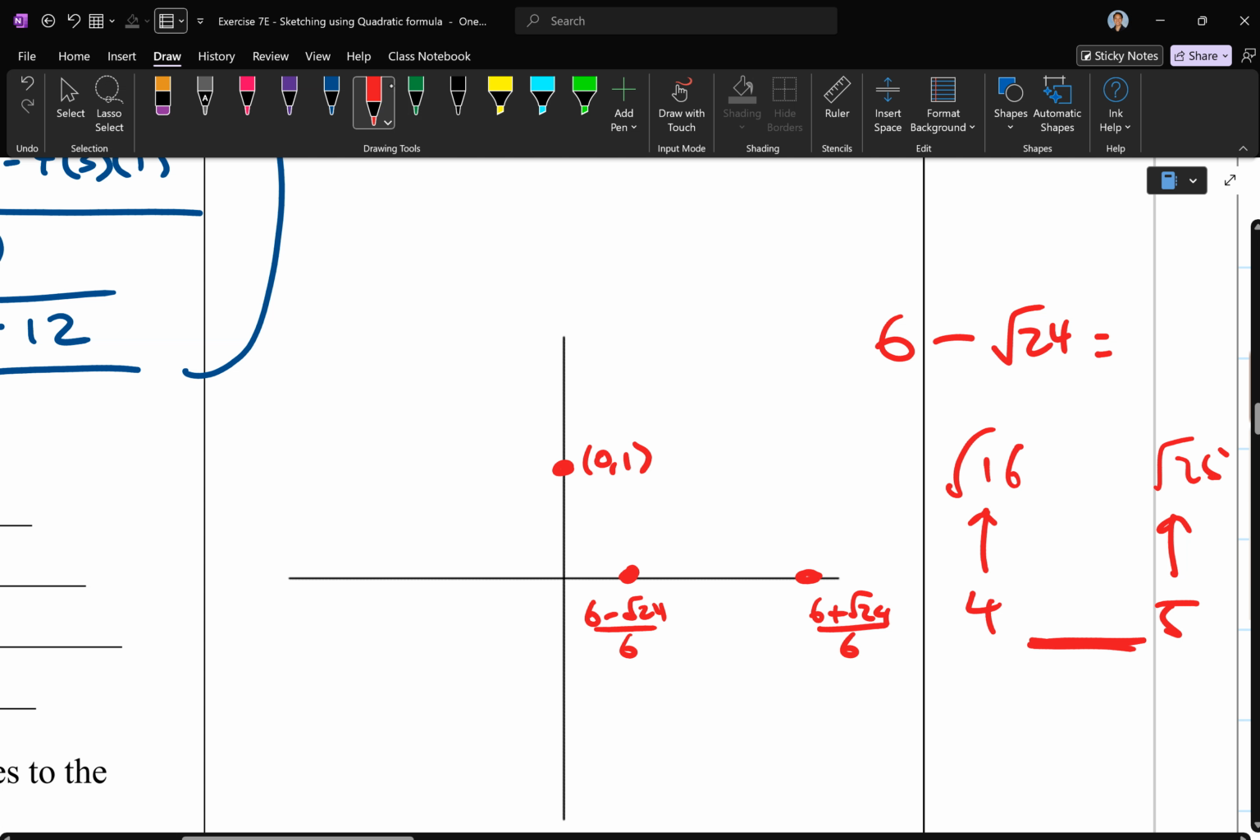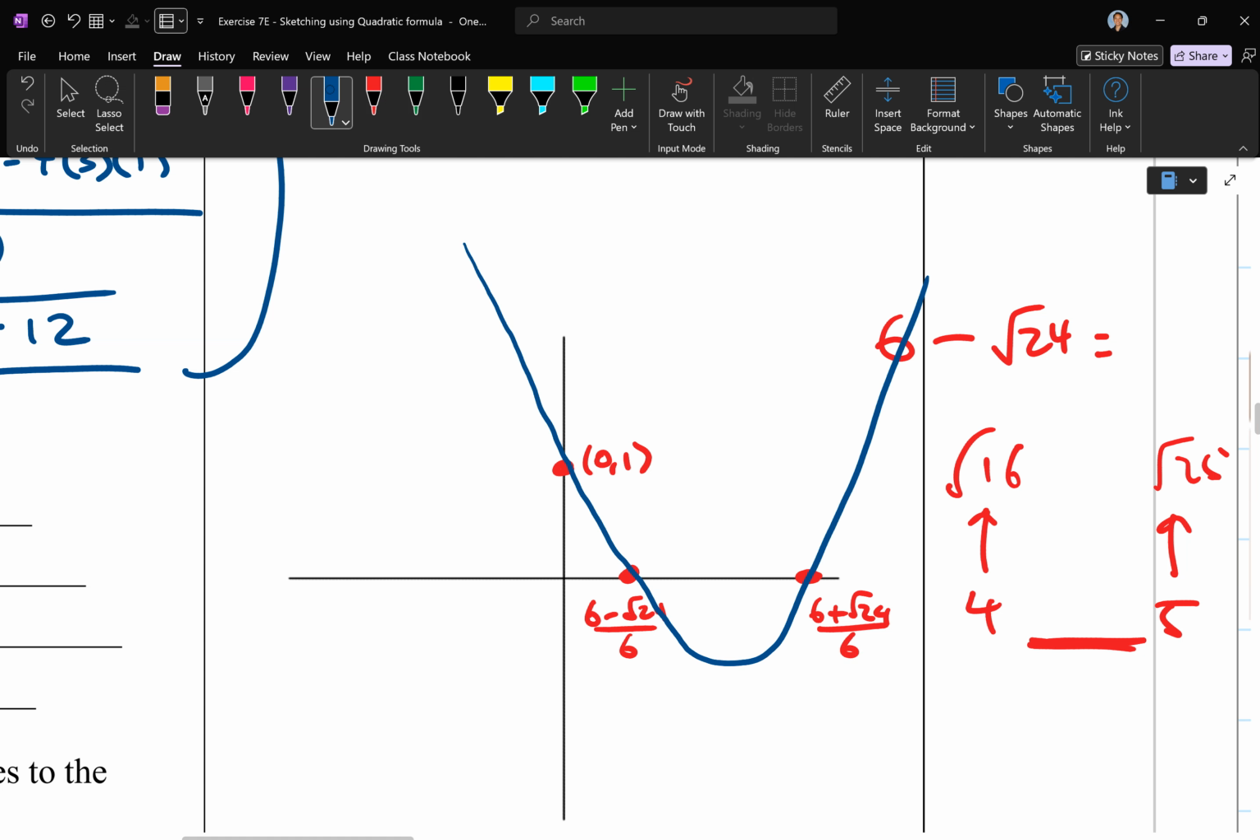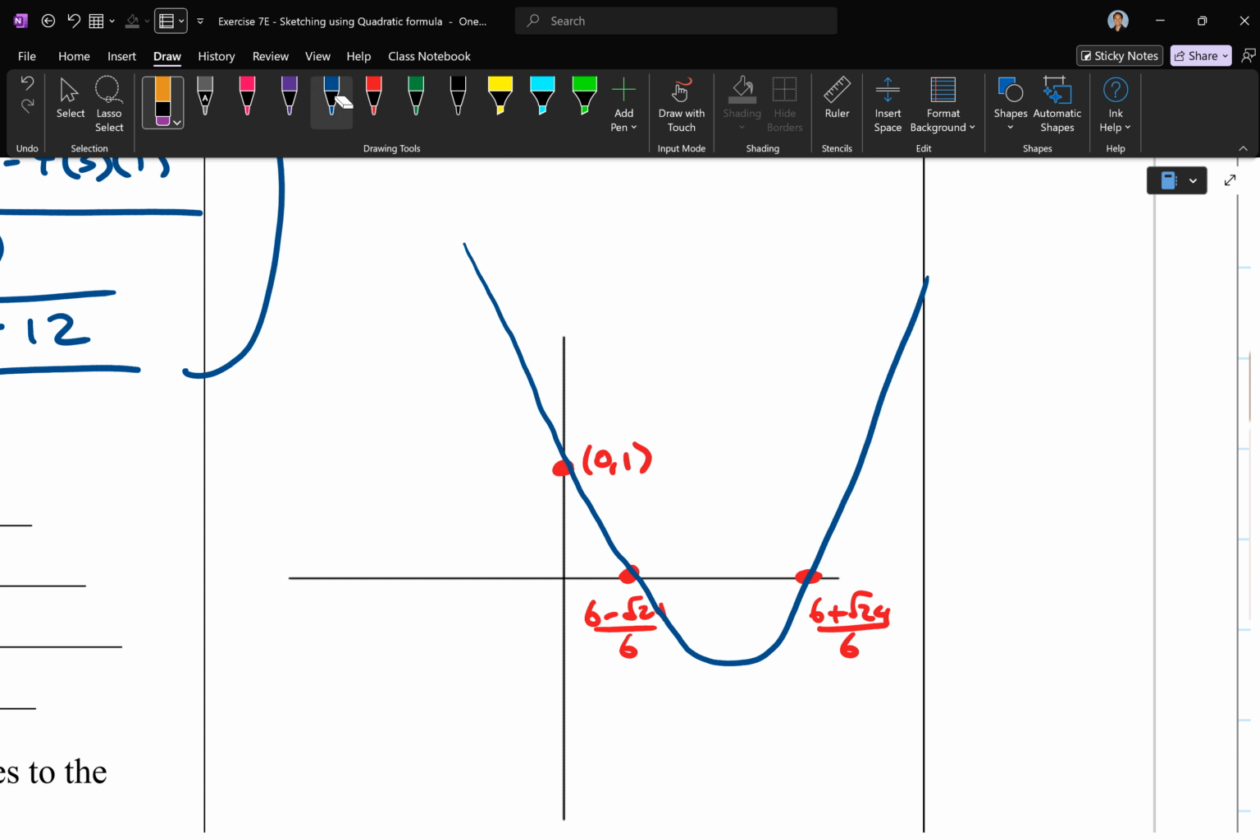And you can see that I can already sketch just using those 2 points. I've already got my graph because all you needed was a y-intercept and an x-intercept. You can already sketch your graph. What am I missing though? The turning point.